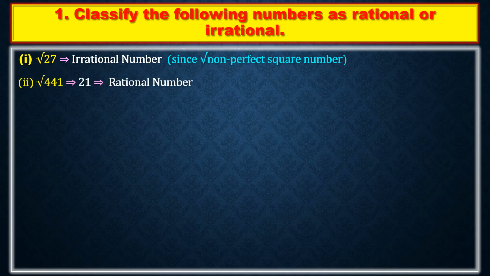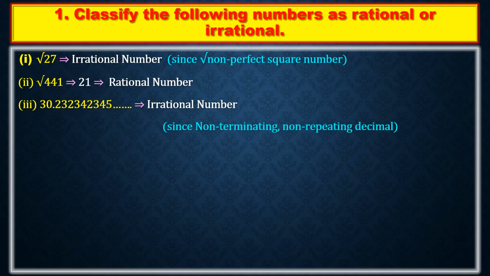Root 441. So root 441 is 21, which is a natural number, whole number, integer. So it is also a rational number. Okay, let us go to the third one. 30.2323423445. Here no digit is repeating, no same digit is repeating, right? So it is an irrational number because it is a non-terminating, non-repeating decimal.